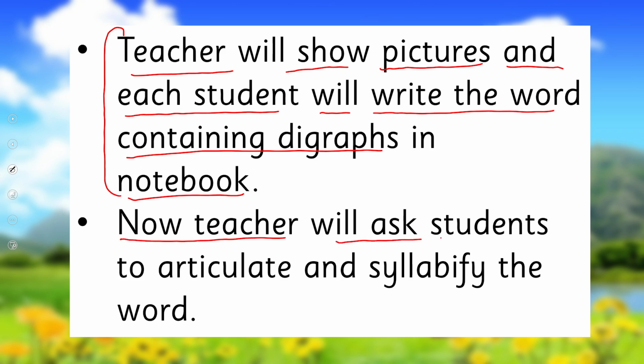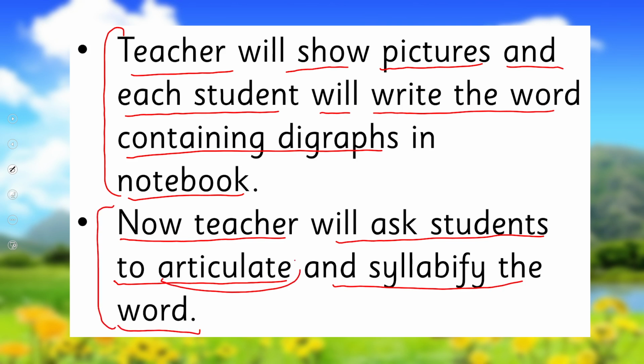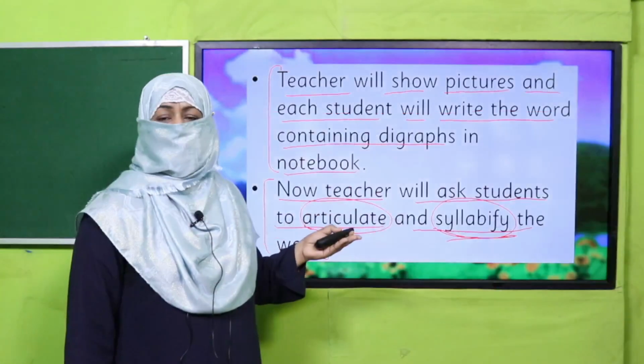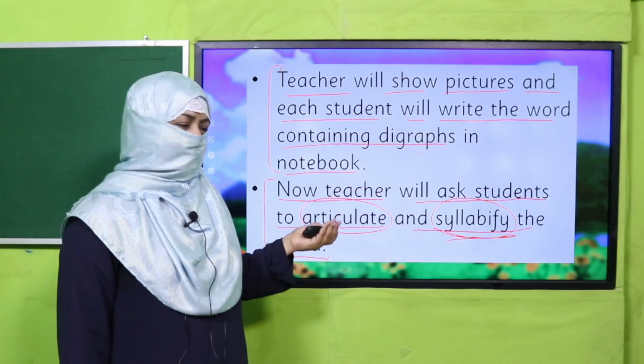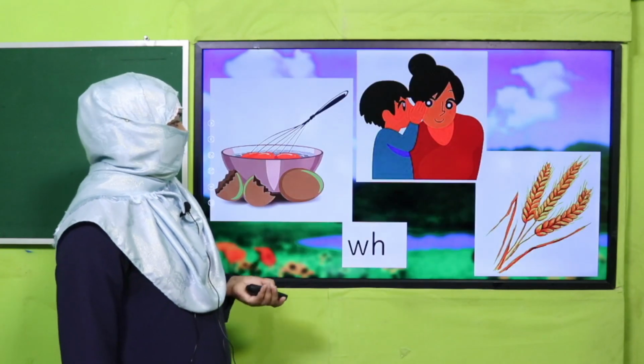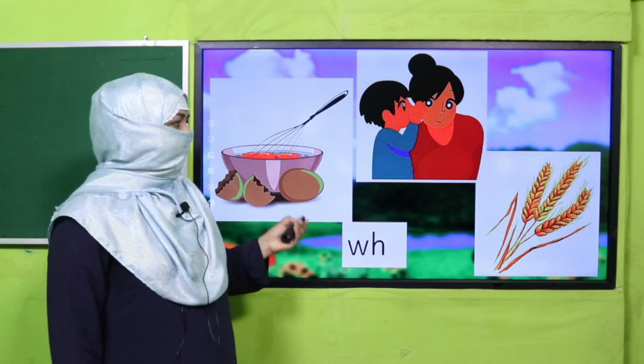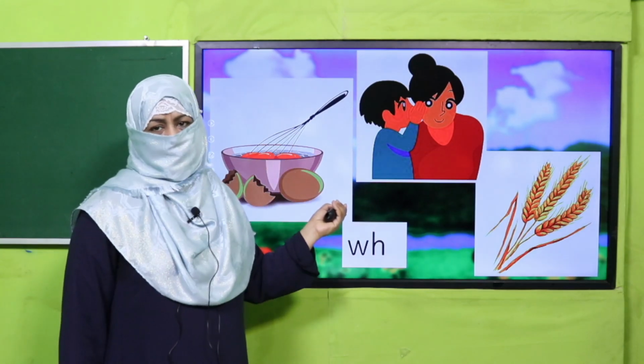Now the teacher will ask students to articulate and syllabify the word. Okay, you will articulate, you will say the word and you will make the syllables. You will syllabify those words and the pictures are here. Are you ready? Are you clear with the concept? So I'm going to show you a few pictures. Teacher, you can take help from the same pictures or you can make your own. So here we go. Pause the video, name these pictures and make the syllables.